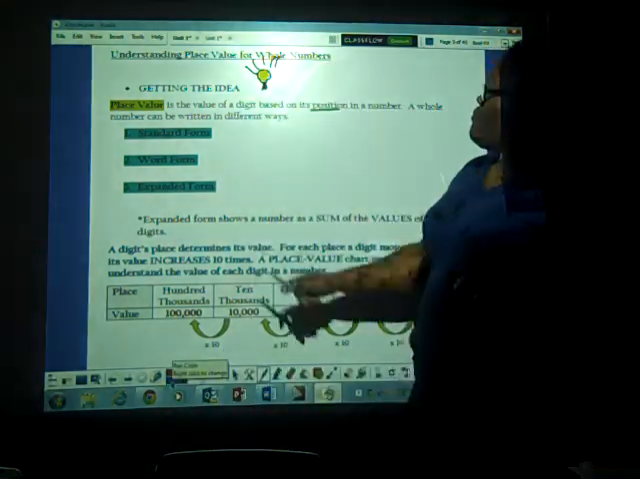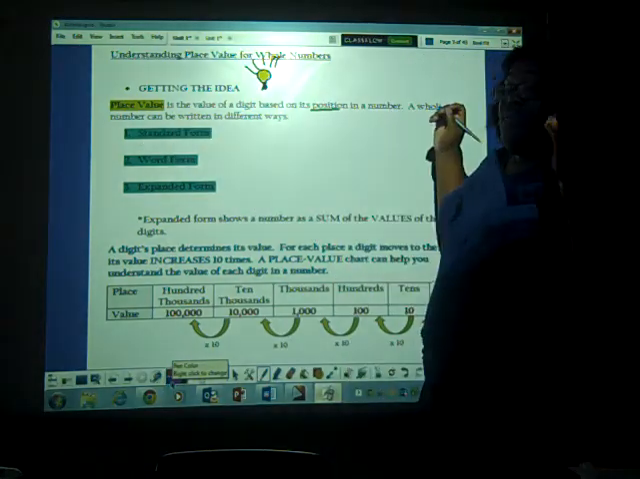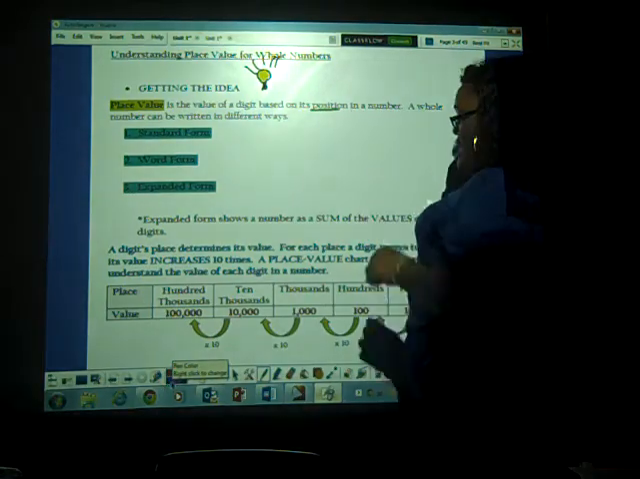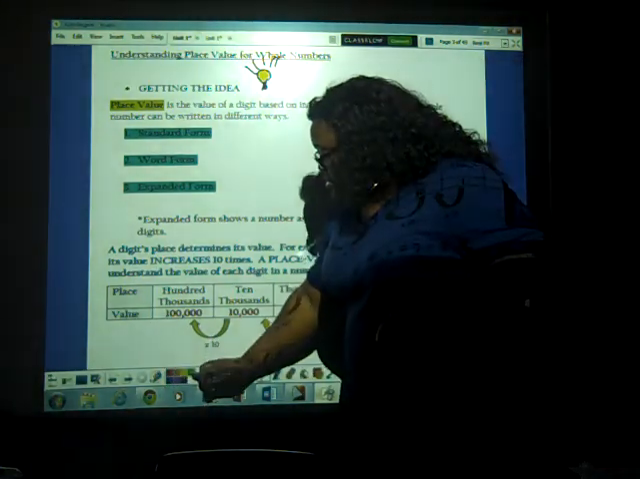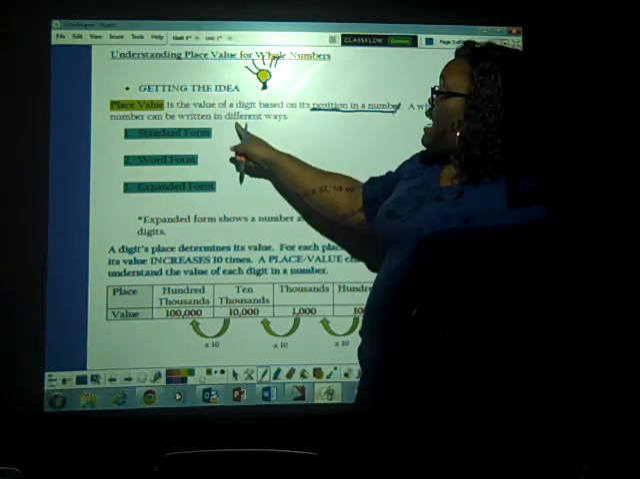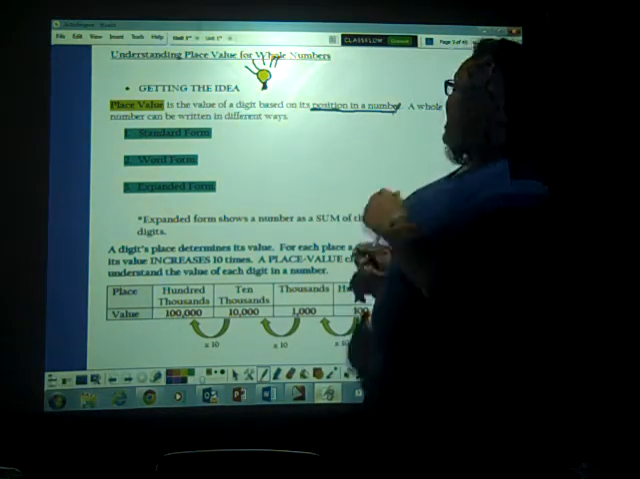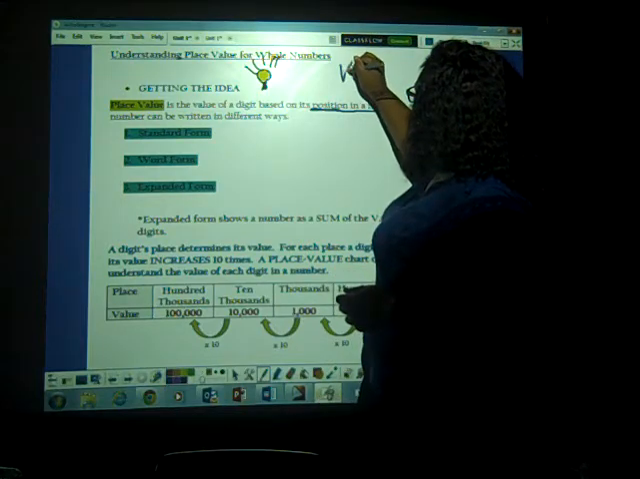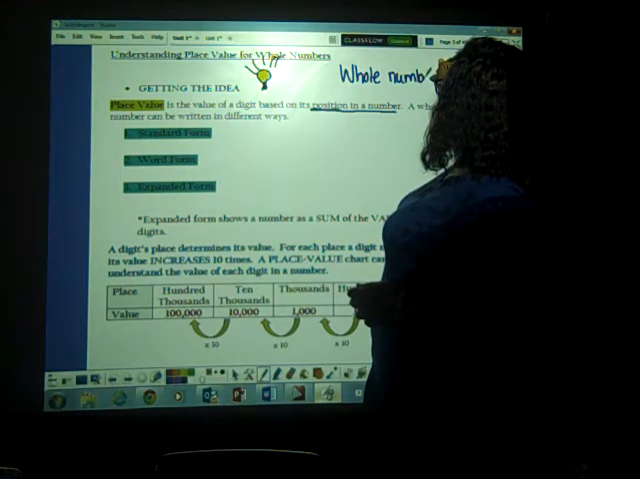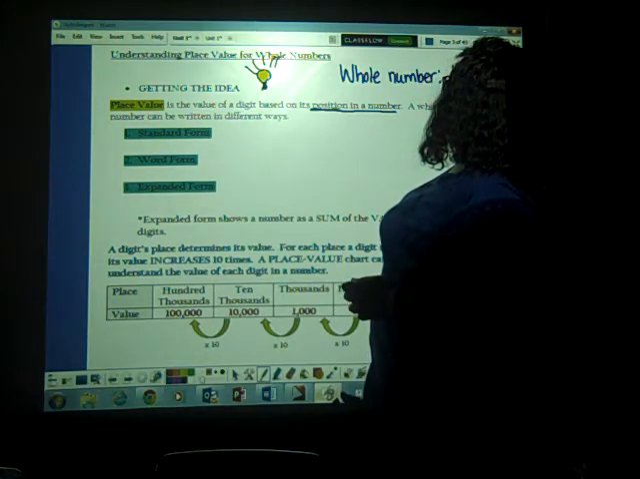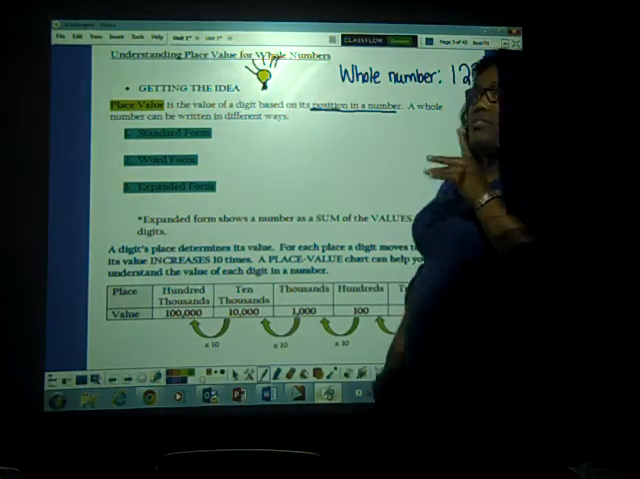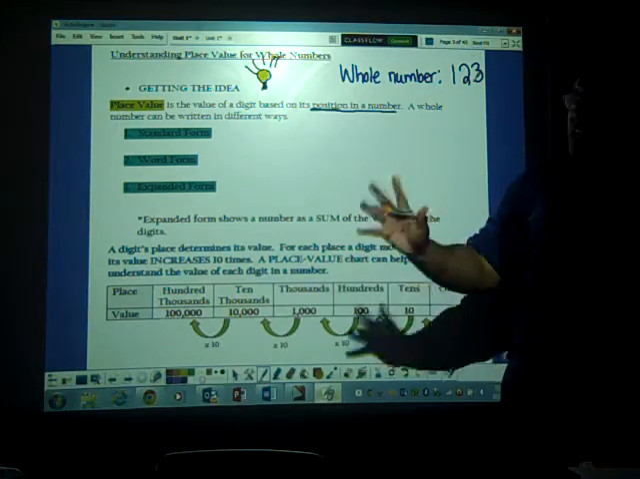Let me show you. Place value. Place value is defined as the value of a digit based on its position in a number. A whole number can be written in different ways. So let's say, for instance, we have the whole number 123. I know my handwriting looks really childish, but hey, I'm teaching here.